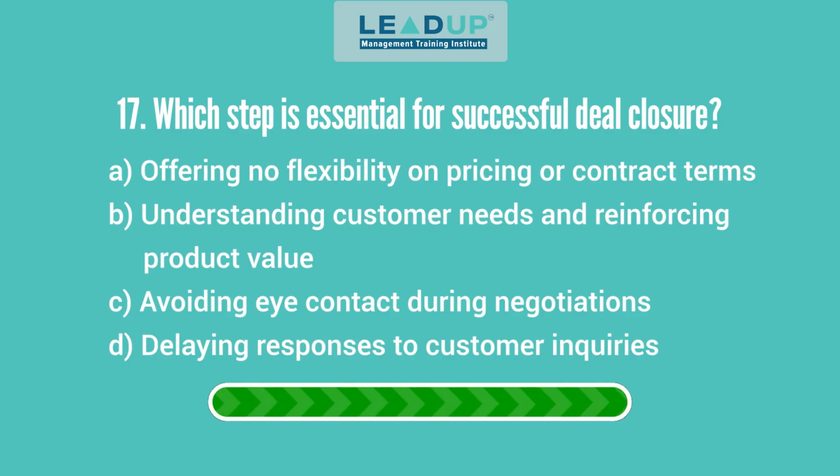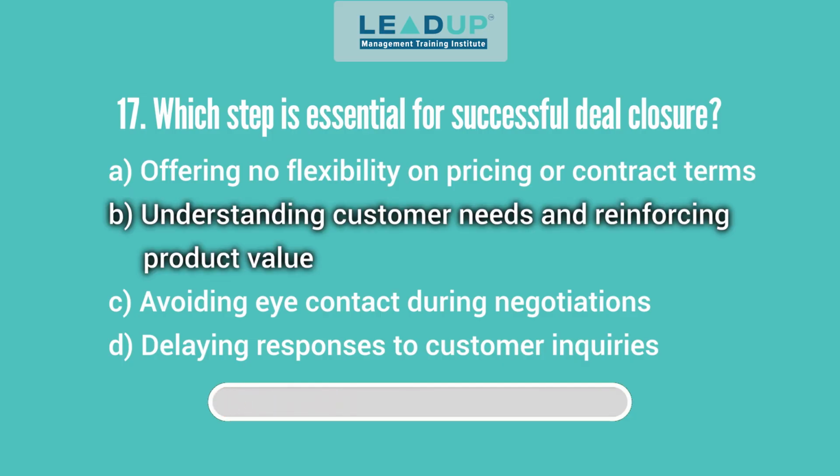Question 17. Which step is essential for successful deal closure? A. Offering no flexibility on pricing or contract terms. B. Understanding customer needs and reinforcing product value. C. Avoiding eye contact during negotiations. And D. Delaying responses to customer inquiries. Answer: understanding customer needs and reinforcing product value.